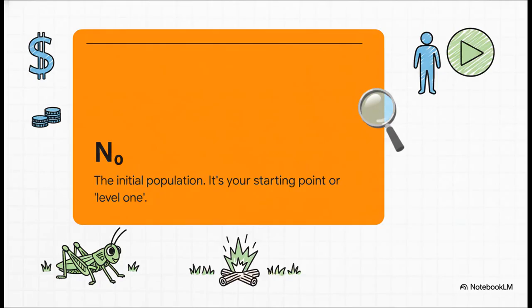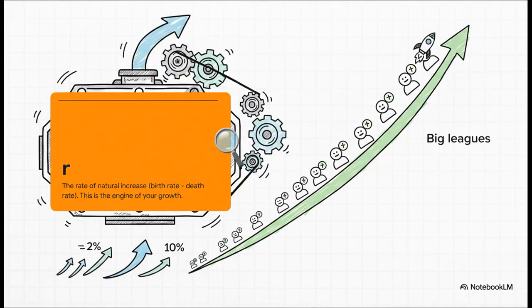Okay, first up is this thing called N naught. Just think of it as your starting point, your level one. It could be that first dollar you stick in a savings account or the very first person who watches a brand new video. Every huge fire has to start with a single spark, right? That's N naught.